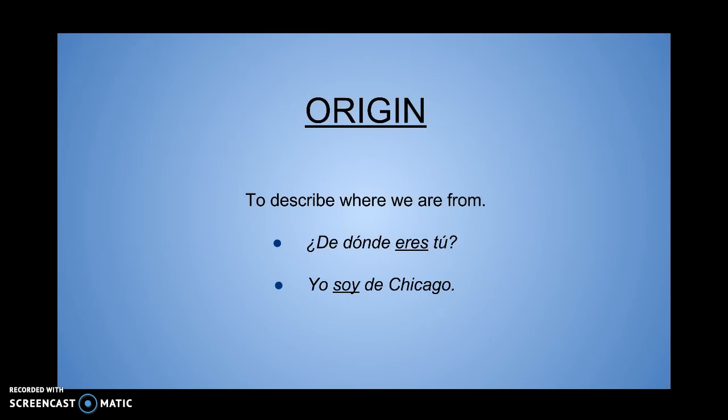The next O is origin, so describing where someone is from. We all live in Framingham right now, but that doesn't mean that's where we are originally from. If someone were to ask me, ¿de dónde eres tú?, I would answer, yo soy de Chicago. Soy de, I am from, Chicago.